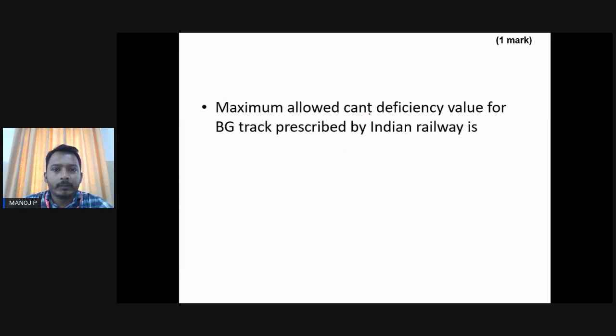Maximum allowed cant deficiency value for a broad gauge track prescribed by Indian Railways. Cant here represents the super elevation. Cant deficiency is the amount of super elevation which is deficient.